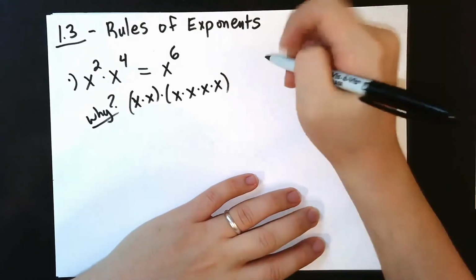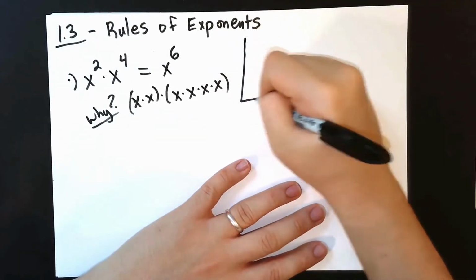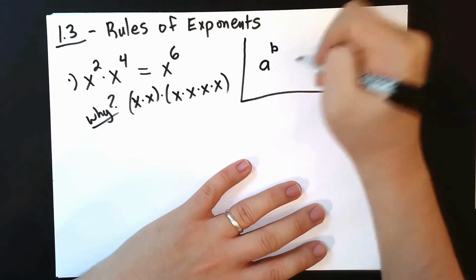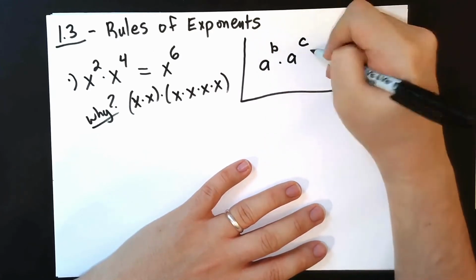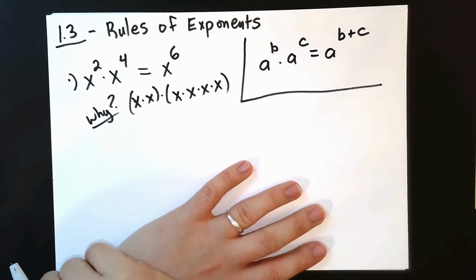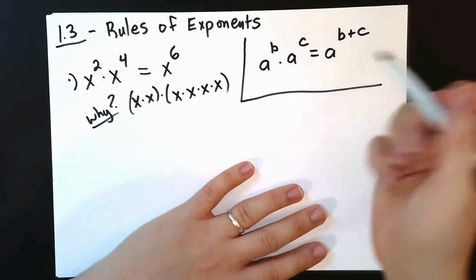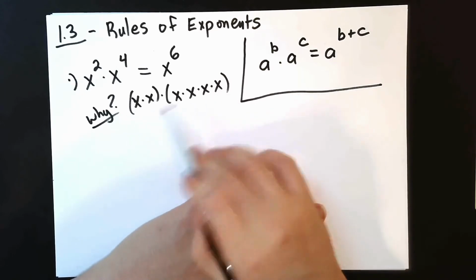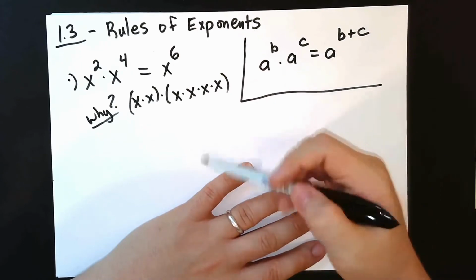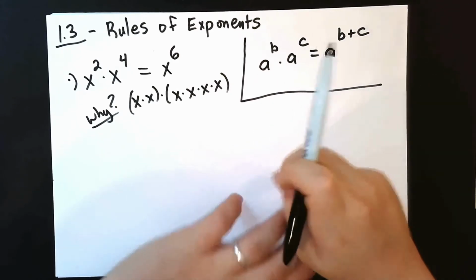Okay. And so the general rule here is that if you have a to the b times a to the c, that's always the same thing as a to the b plus c. And the reason always works the same. Namely, I've got b a's here, c a's here. If I multiply them all together, I have b plus c a's.